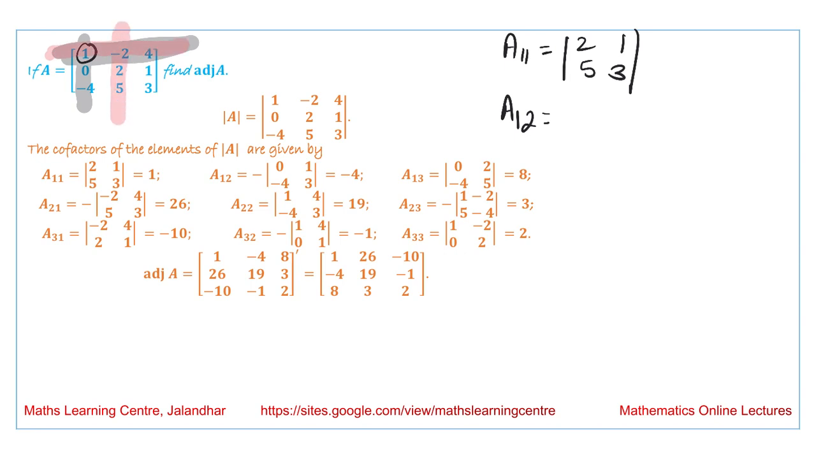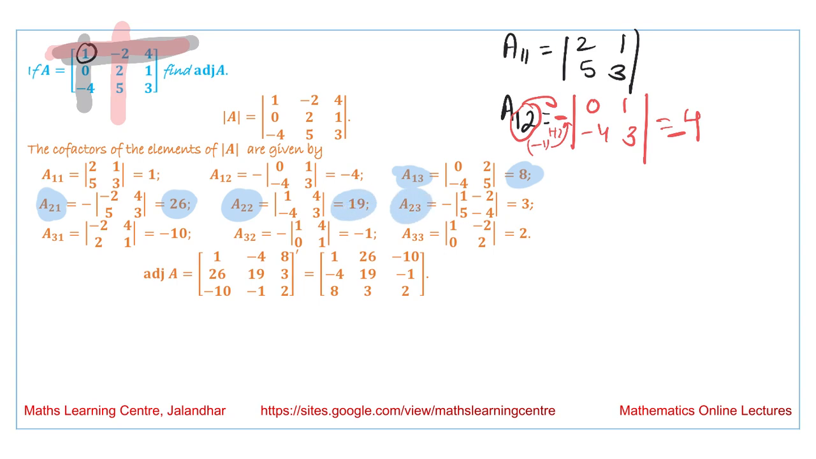So the answer we obtain is equal to, it is a minus sign over here because it is position 1, 2. So it is minus 1 raised to the power 1 plus 2, a negative sign over here. And the elements we are left with are 0, 1, minus 4 and 3. So the answer we obtain is equal to minus 4. Likewise we have to write all the cofactors. A13 is 8, A21 is 26, A22 is 19, A23 is 3, A31 is minus 10, A32 is minus 1 and A33 is 2. So these are the cofactors corresponding to these elements.